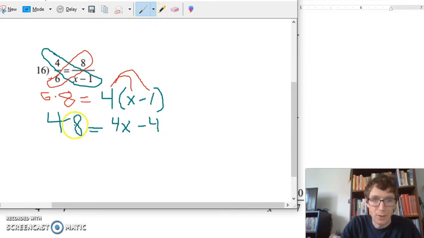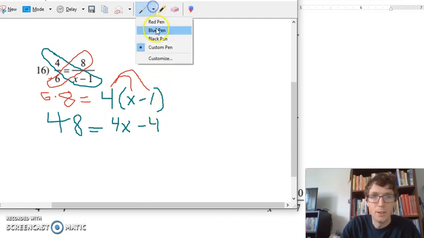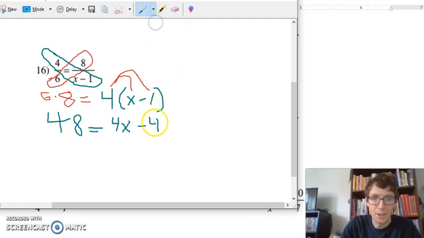Okay, so next step for solving this problem, now we just have 48 equals 4x minus 4. What's the next step? So we're trying to get x by itself. Do you want to get rid of this 4, or are we going to get rid of this 4? I think it's always easier to get rid of what you're adding or subtracting rather than multiplying or dividing. So I'm going to add 4 here. The opposite of subtraction is addition, and what you do to one side, you have to do the other. So I'm going to add 4 over here as well.